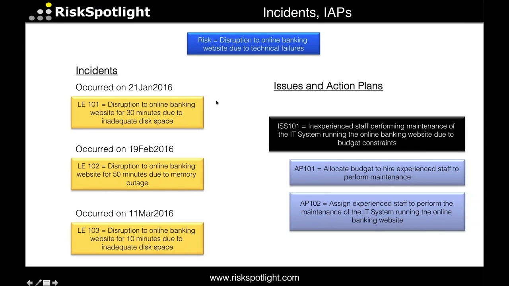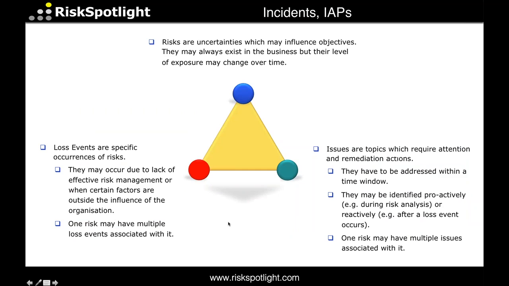In some organizations, I've seen that every time an incident happens, they also create an issue. But actually the root cause of all those incidents may be one problem, so you only need to fix that one problem. You don't have to create 3 separate issues for each incident. In this case, inexperienced staff are performing the IT system maintenance. That's what we've identified as the problem of why those 3 incidents happened. So we create that as an issue, and then we have some action plans in place to fix that problem so that we can stop these incidents from happening.